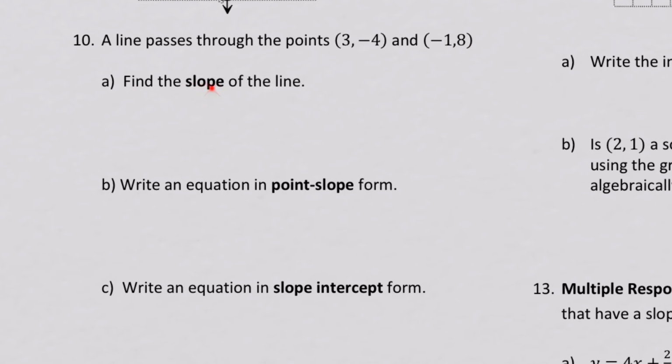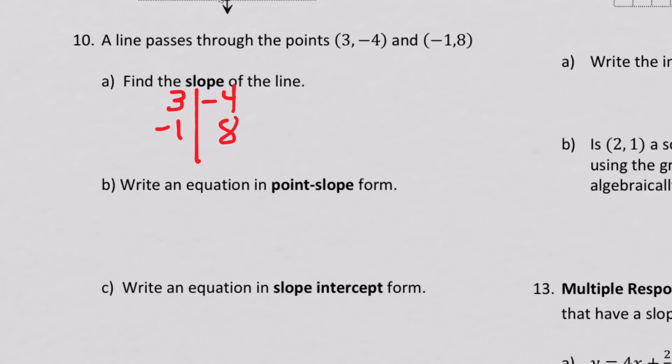Part A, find the slope. So to find the slope, remember that slope is just the change of y over the change of x. So I'm going to take these points here, and I'm going to put them in a little table. So (3, -4) and (-1, 8). And I want to find the change of y and the change of x.